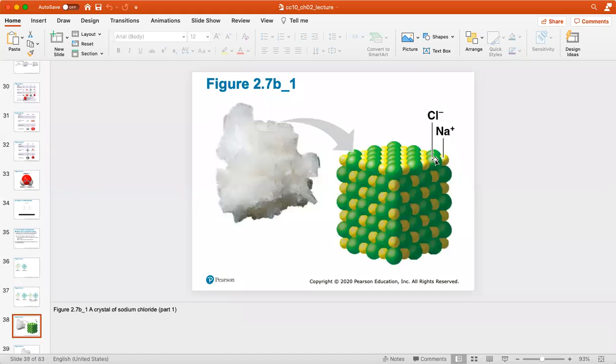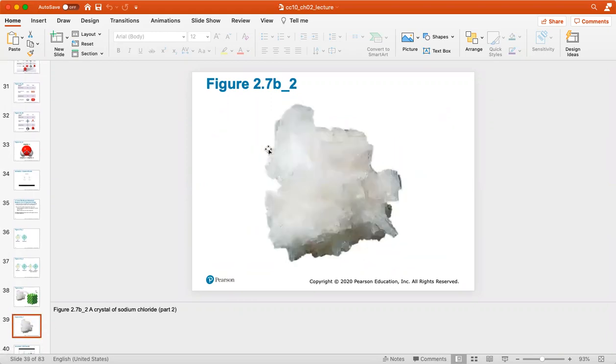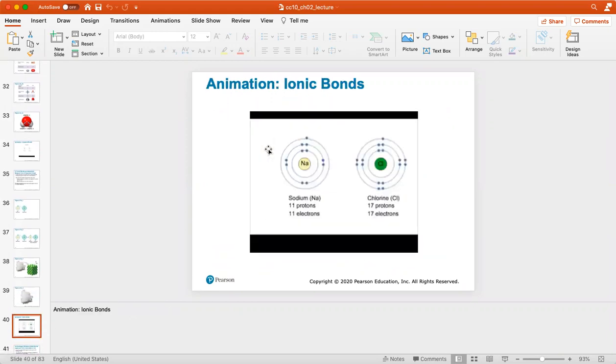This is a crystal of sodium chloride, so it actually makes this crystallized structure when it is bound together to create the crystals that you can see as salt. And here's a crystal of salt. Another animation of ionic bond, great to watch.